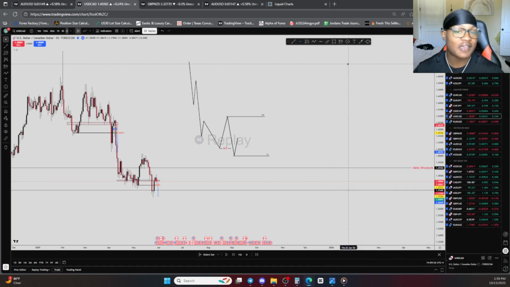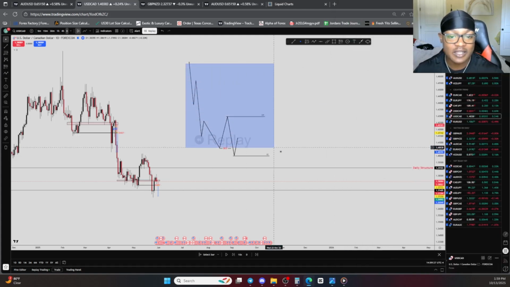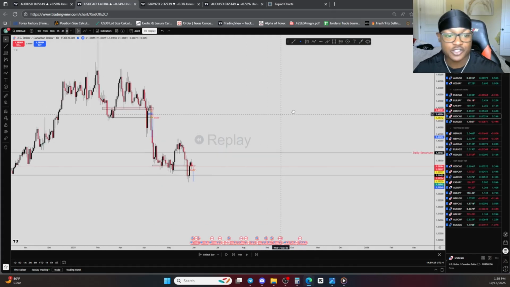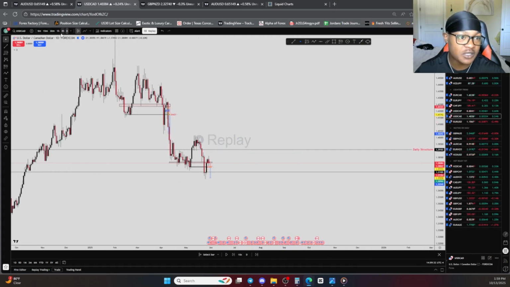Let's identify if the 4-hour is in sync with the daily time frame being in a bearish trend. We see that the daily is bearish. Let's go towards the 4-hour.